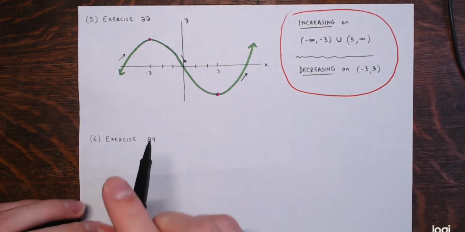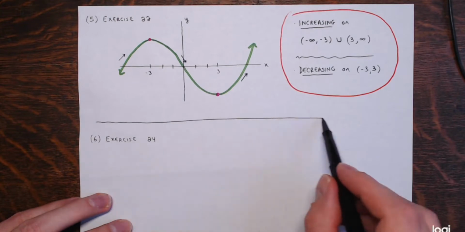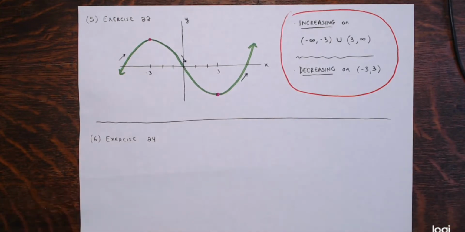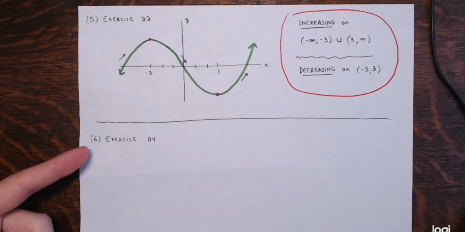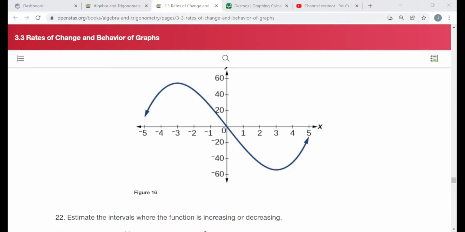Alright, and I've got just one more of these, right? They've all been pretty similar. Just gotta pay attention to your graph, right? Over what intervals on the x-axis are certain things happening. And my last example is going to be exercise 24 from the text.